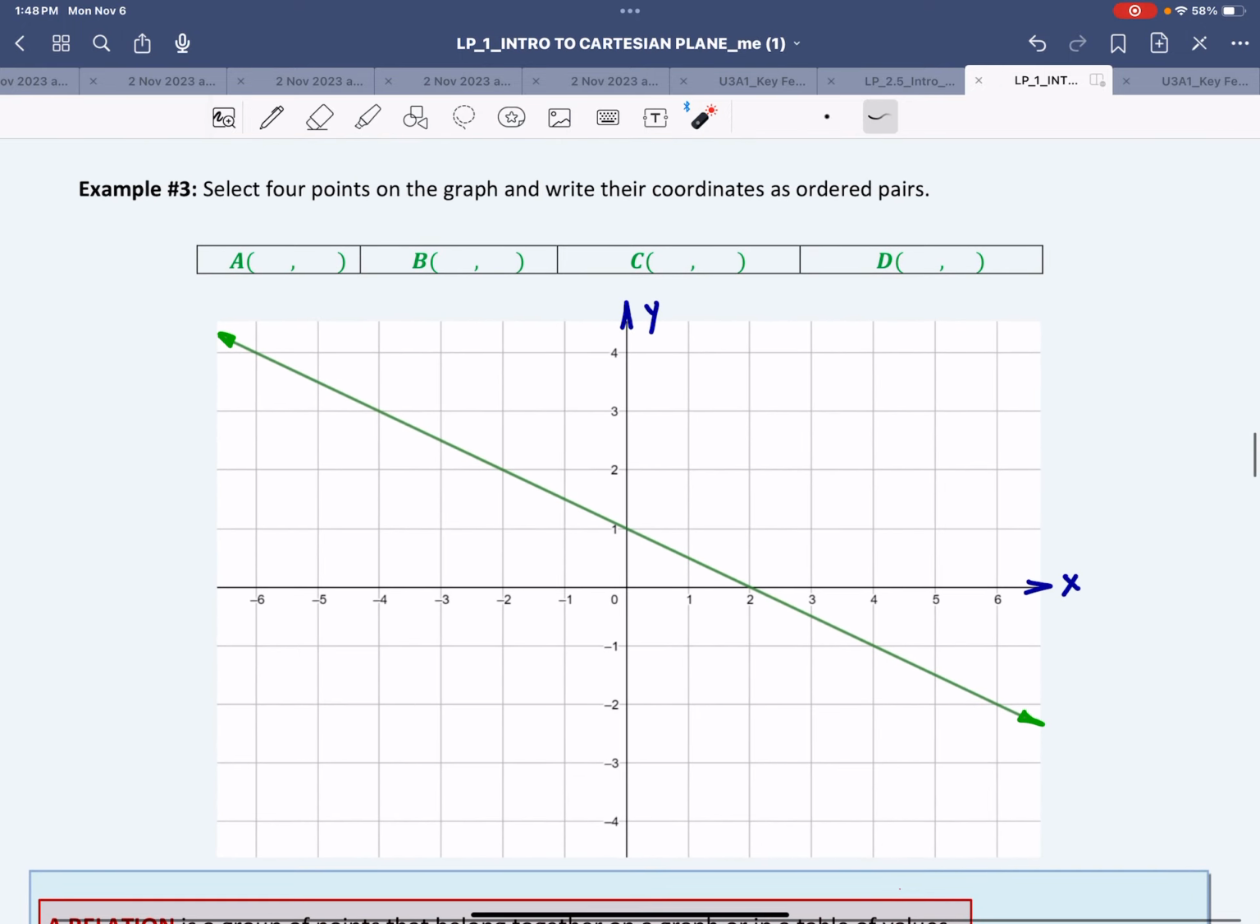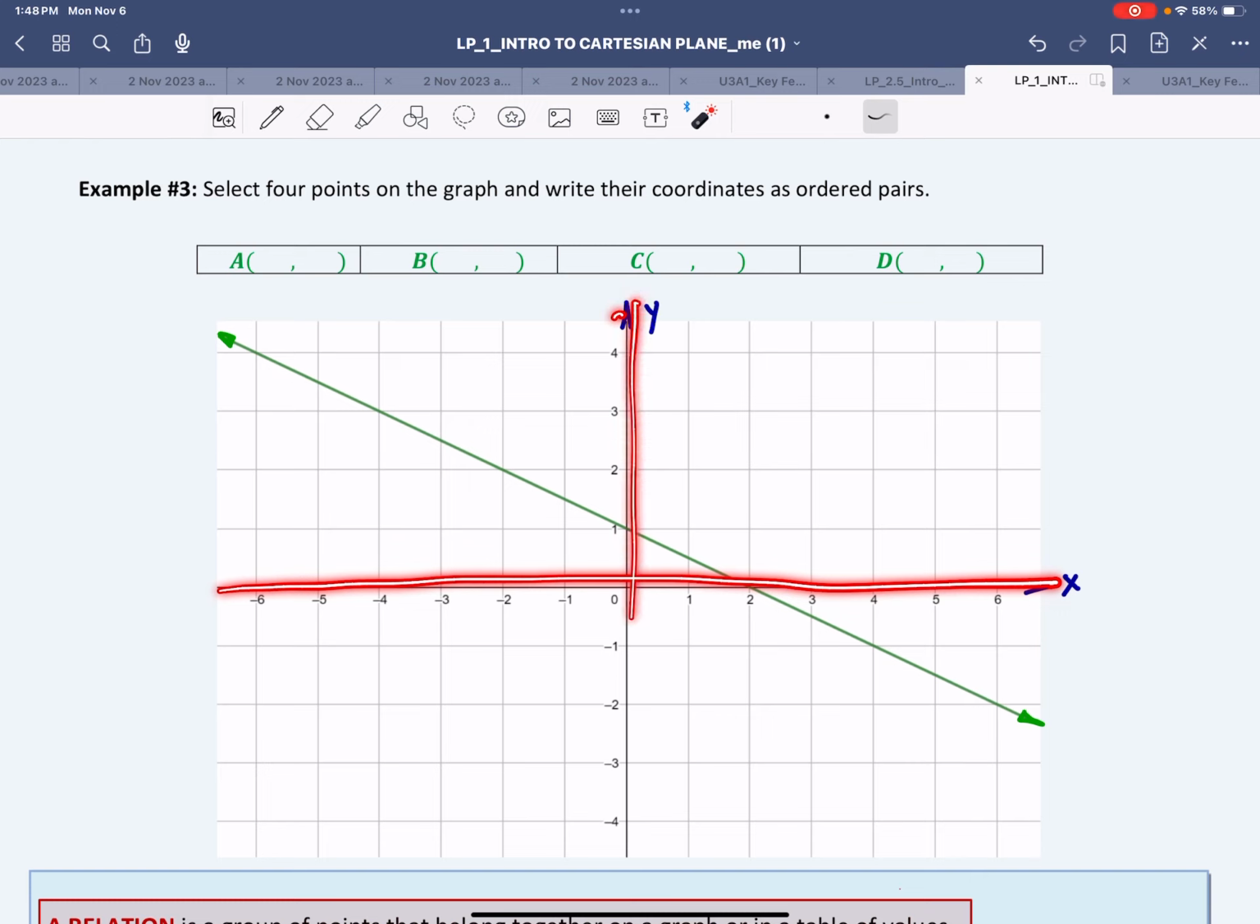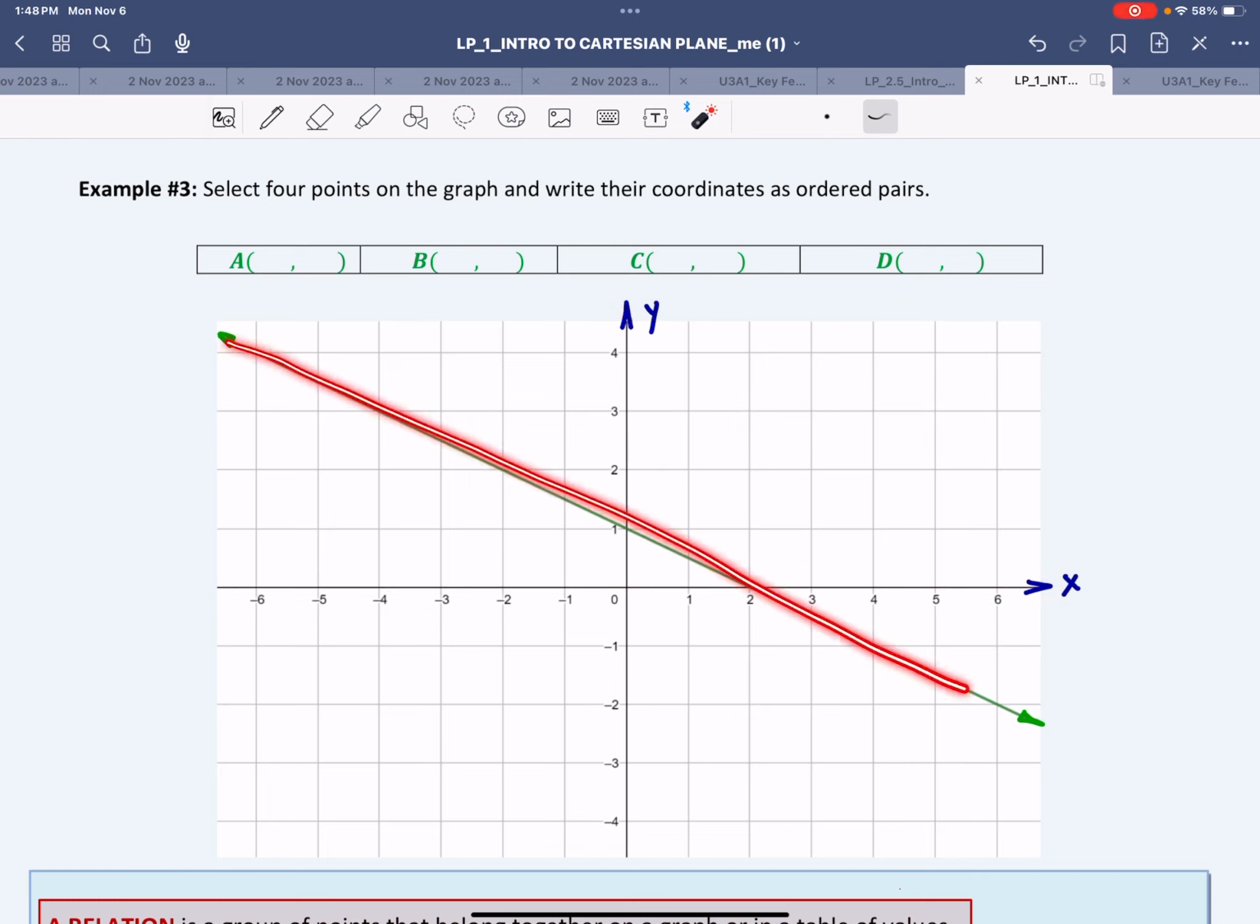Now, in the next example, we will be selecting points on the graph of a line and determine their coordinates. Before we start that, remember that here we are on the Cartesian plane with the x and the y-axis, and what you see here is a straight line. Now, a line is made of an infinite number of points connected to each other. And as you can see, all these points sit on this very straight line. So when points are sitting on a straight line, we say that they follow a certain order.